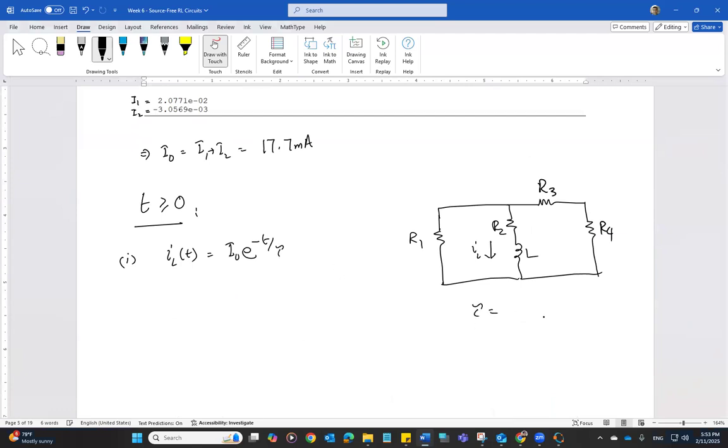And tau in this case is going to be L over one resistor, which will be the equivalent of all. And that is very easy to find out. R3, R4 in series, in parallel with R1, and then in series with R2. So R3 plus R4, they are in parallel with R1, and then this whole thing is in series with R2. There's my equivalent resistance, and L divided by this whole quantity.